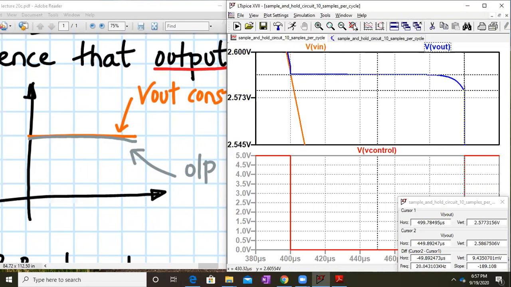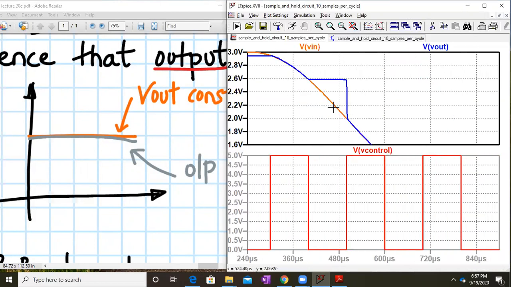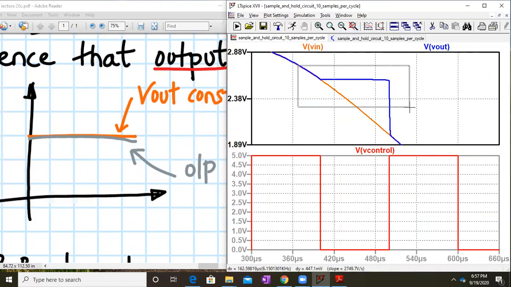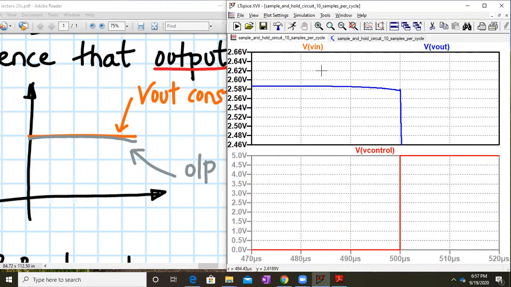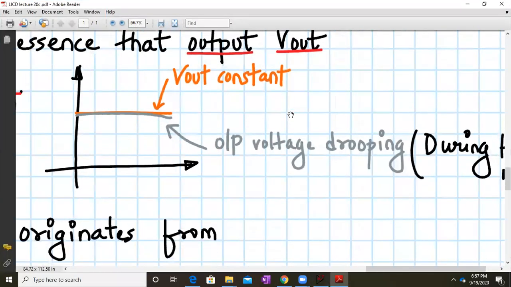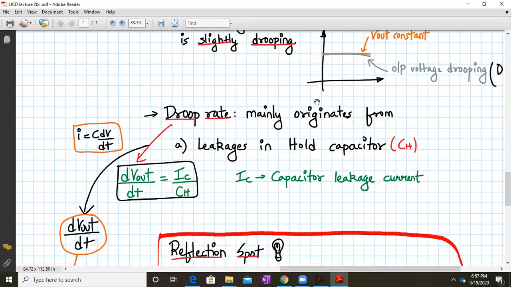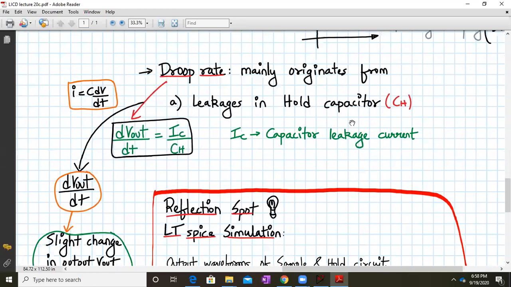So this is what happens basically, during the hold mode. Again, I repeat, I'll expand this section. The capacitor voltage should remain constant, but there is a slight decrease in voltage as it is observed over here very clearly. So this is what is called voltage drooping, output voltage drooping. The droop mainly originates from the leakages in the hold capacitor. If you have not selected a very good quality capacitor with a low leakage value, then because of these leakages, the droop rate will be dominant.